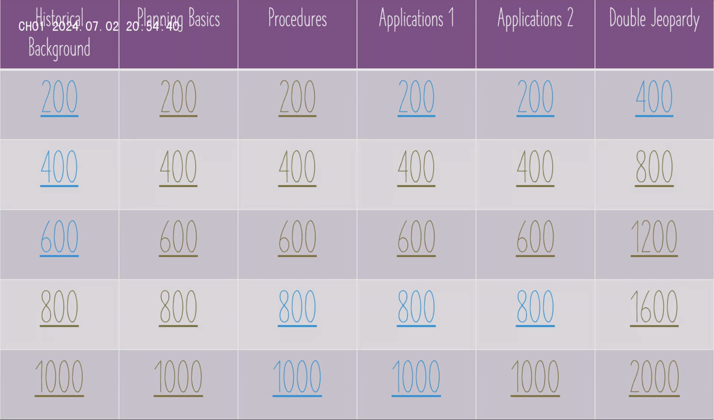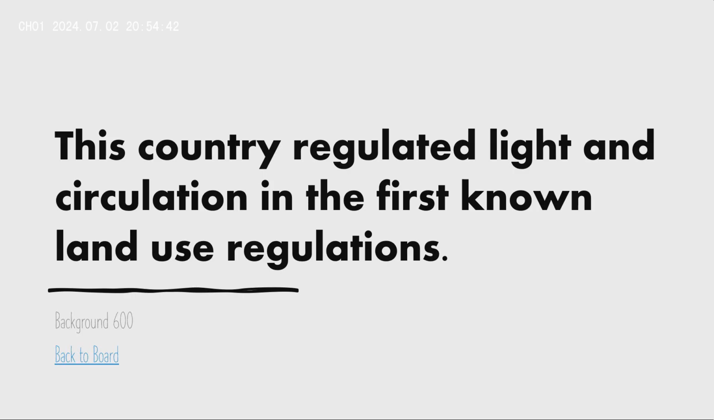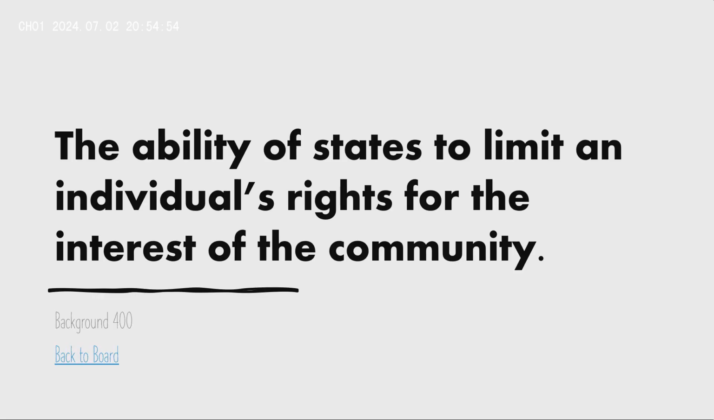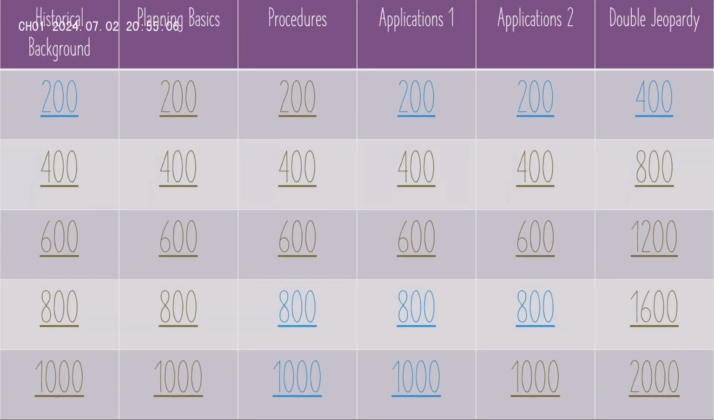Okay, historical background, 600. This country regulated light and circulation. England. And you choose the next one. Historical background for 400. The ability of states to limit an individual's rights for the interest of the community. What is police powers? Nice.